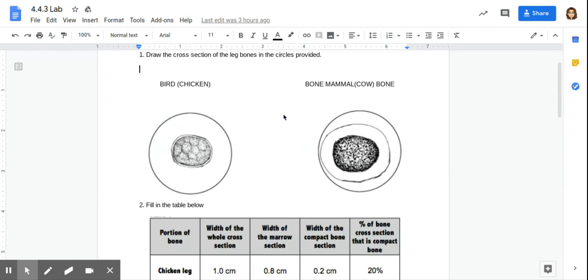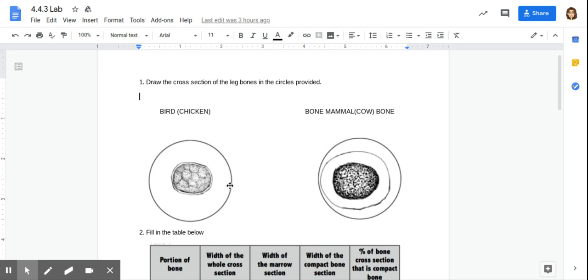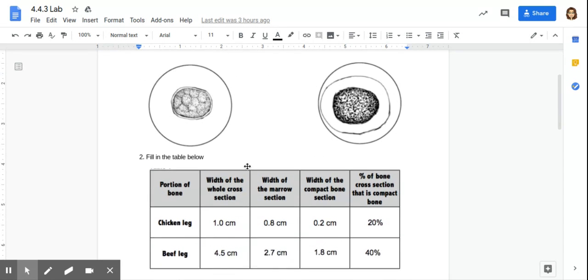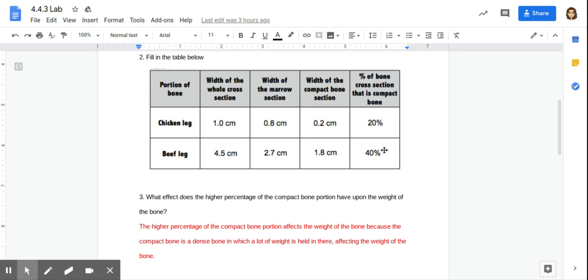For these two, you're comparing a chicken bone and a cow bone, so a bird and a mammal. These pictures show you a cross section of the bones. Then this table records all of the data: the whole cross section width, the width of the marrow, the width of the compact bone section, and the percent of bone cross section that is compact bone. Right away from our data, we can see that the beef leg has a higher percentage that is compact bone, and is pretty much higher in width for all of these areas, okay?